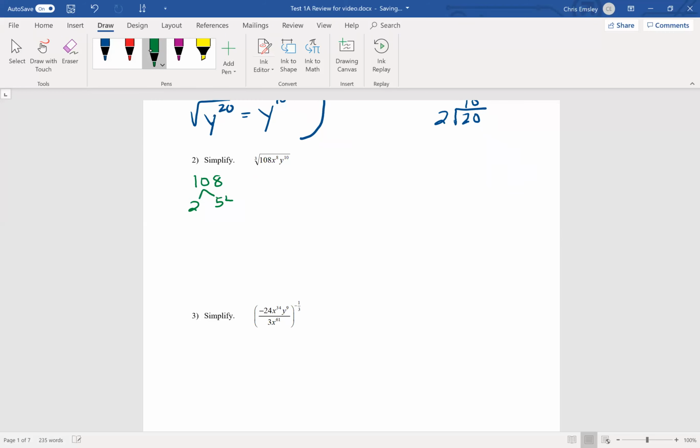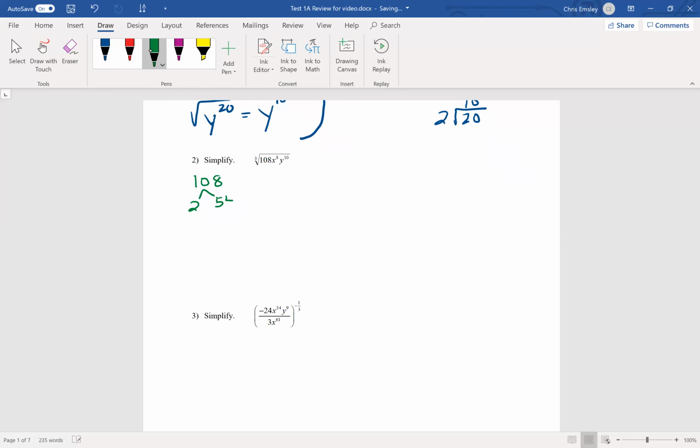For x to the 8th, we'll do the same little dividing trick we did in the last problem. So 3 goes into 8 2 times, but it's not even this time. We have a remainder of 2. Our answer tells us how many can come out of the radical, so x squared comes out. And our remainder tells us how many have to stay inside, so we also have x squared inside.